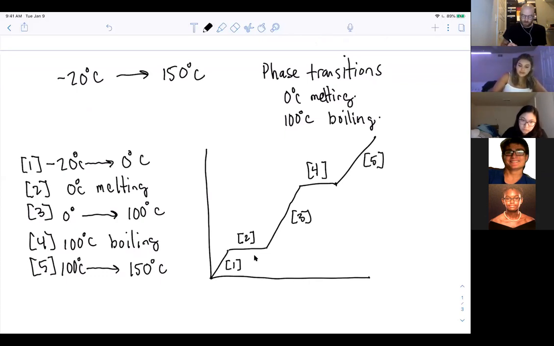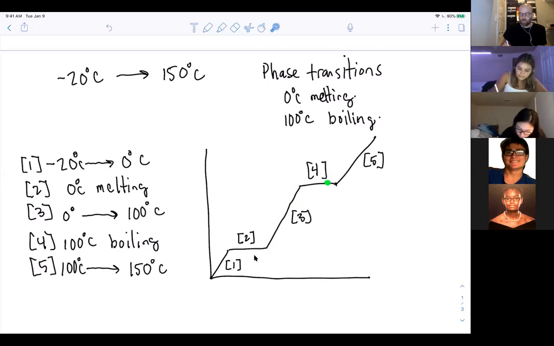So from here to here, I'm just taking an ice cube and I'm heating it from minus 20 to 0 degrees Celsius. Then at process 2, I'm looking at the phase transition of melting, and then I continue to heat it up. So now it's melted, so now I'm looking at liquid water and how that heats, the way the temperature changes just changes differently.